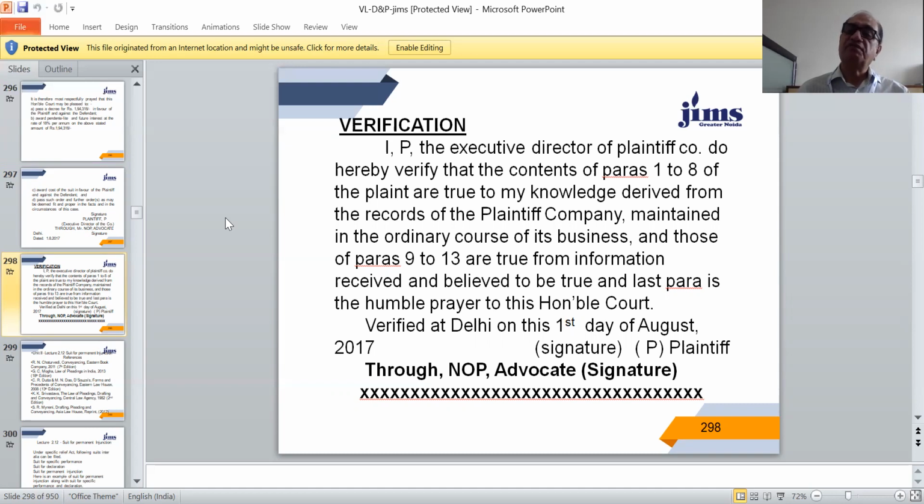But if leave to defend is refused, then that is the striking feature of this Order 37 summary suit: the plaintiff is entitled to judgment then and there in his favor, since the court has come to a conclusion that the defendant has no triable issue and he has no defense to make. So, in such circumstances, a summary suit can be filed.